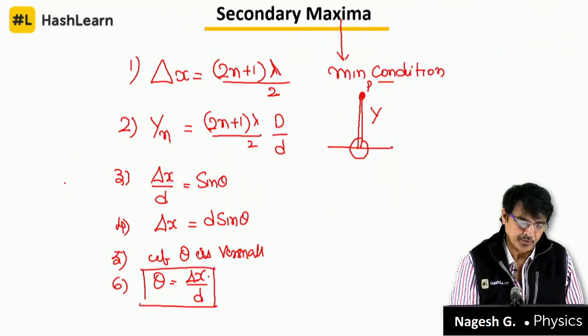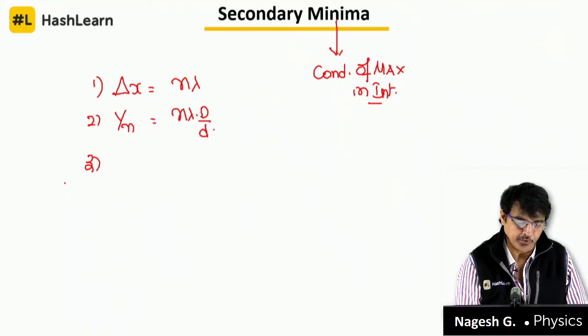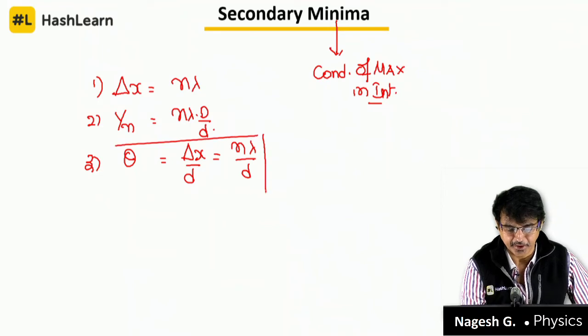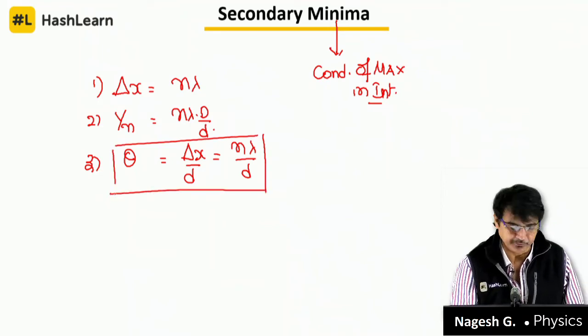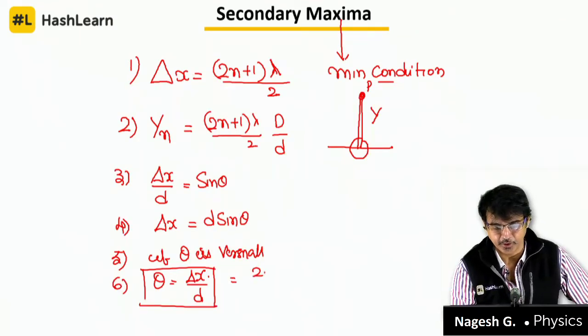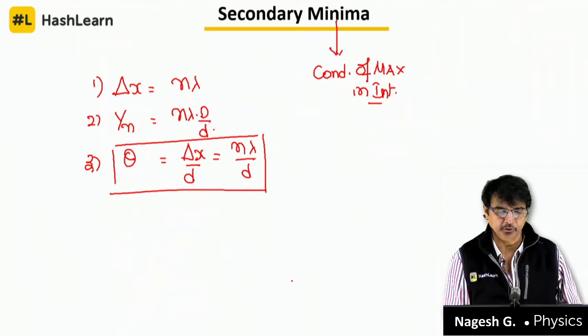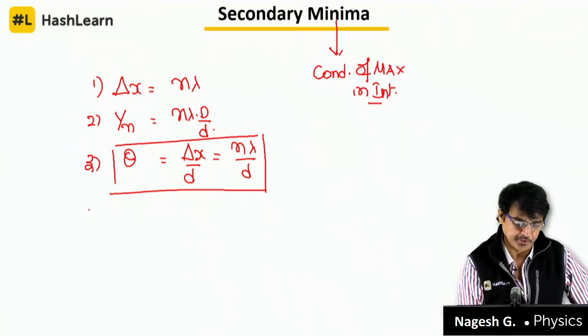Next, when you observe that theta is equal to delta x by d, in the place of delta x you can replace n lambda by d. These are the valid equations. In the secondary maxima case you have to replace with (2n plus 1) into lambda by 2 into d. So if you are thorough with these equations, it will be very easy.